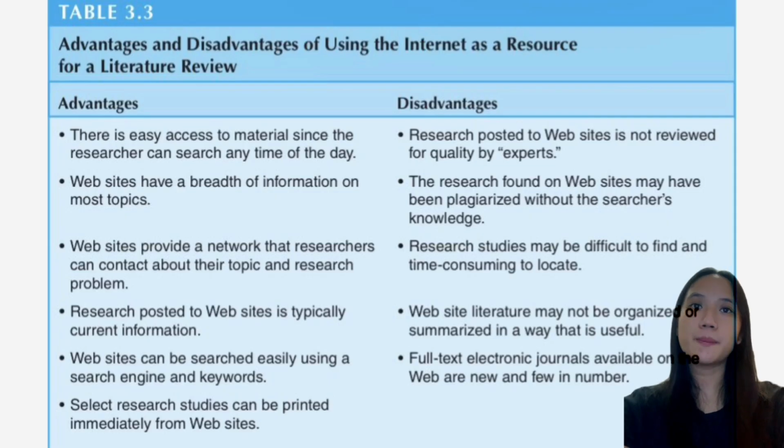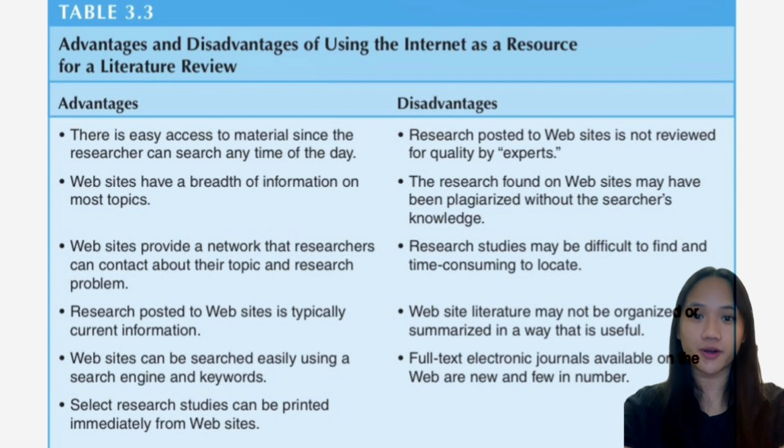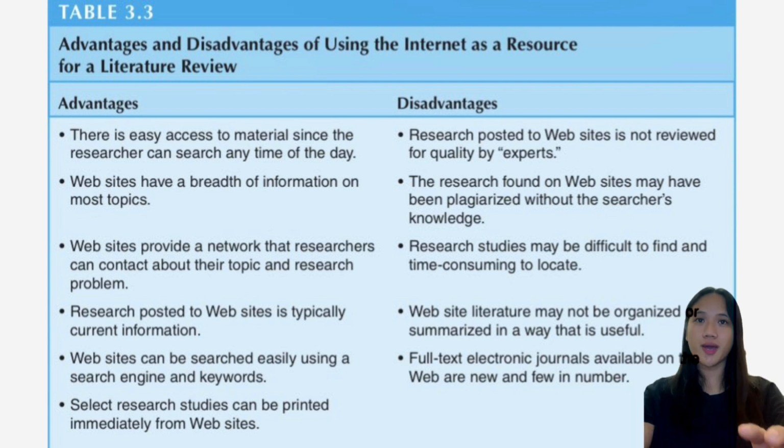So in table 3.3, we have the advantages and disadvantages of using the internet as a resource for a literature review. We have 6 advantages. If we have the advantages, we have also the disadvantages. So we have 5 disadvantages.